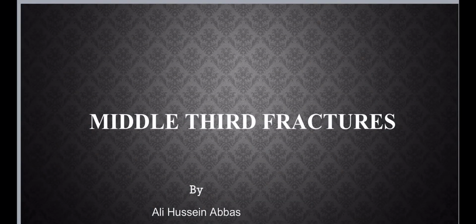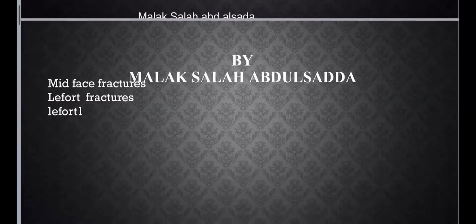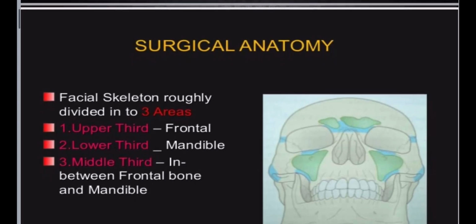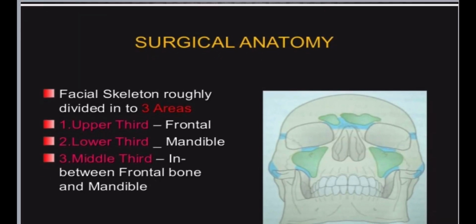I'm going to talk about the first part of the middle third fractures: the surgical anatomy. The facial skeleton is divided into three areas. The upper third is the frontal, the lower third is the mandible, and the middle third is in between the frontal bone and the mandible.